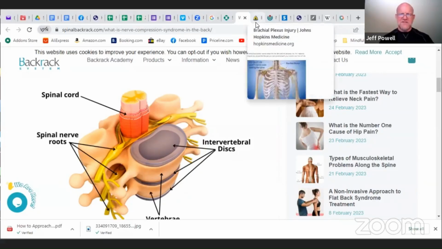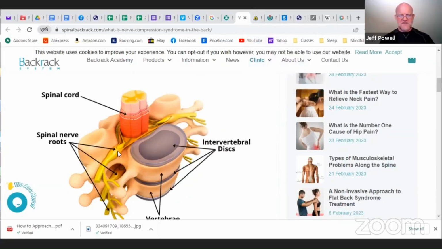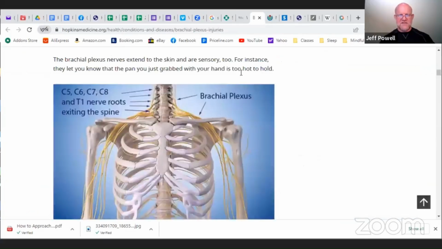Okay, so I wanted you to see how these nerves, so these are spinal nerves, and basically what that means is it's the spinal cord, and it branches into these nerves, and then these nerves exit the spinal column. That's basically why it's called a spinal nerve. But let's look at this and relate it to you guys, right?